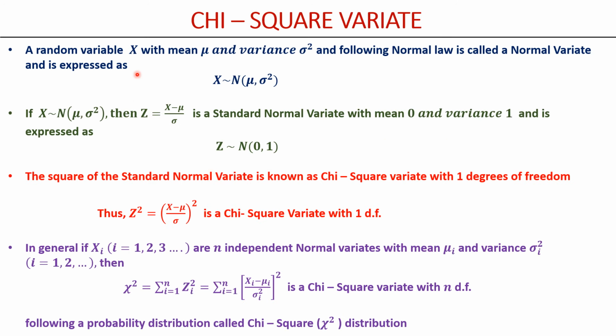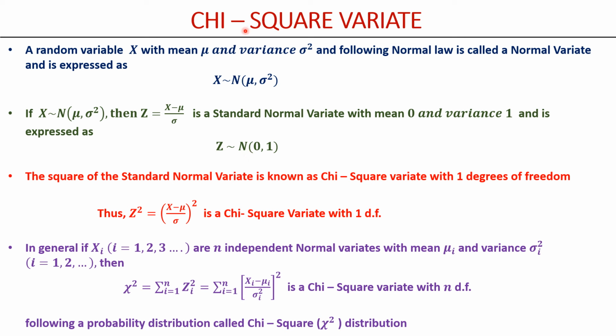We are all aware that a random variable x with mean mu and variance sigma square, which is following the normal law, is called a normal variate and is expressed as x follows normal distribution, which is represented by N, with mean mu and variance sigma square. So if x follows normal distribution with mean mu and variance sigma square, then the variable z, which is denoted by (x minus mu) by sigma, is termed as a standard normal variate, which shall have the mean as 0 and variance 1. This also we have seen in normal distribution. So in this case, z follows normal distribution with mean 0 and variance 1.